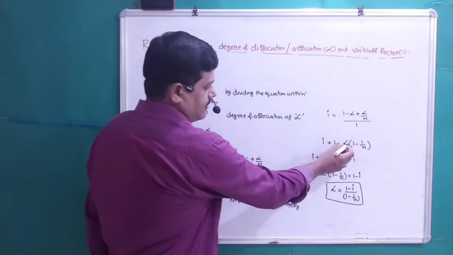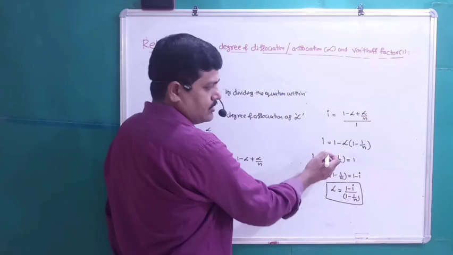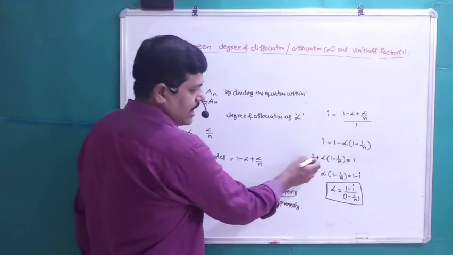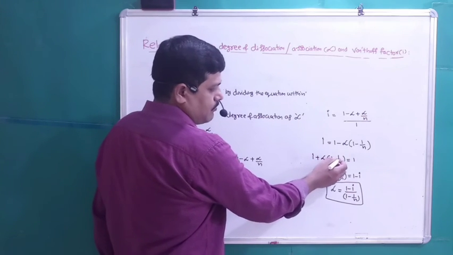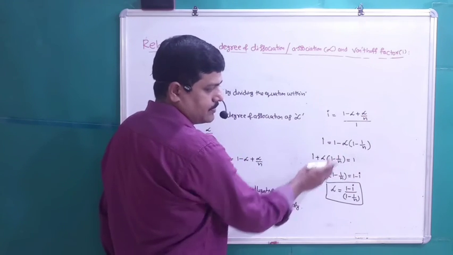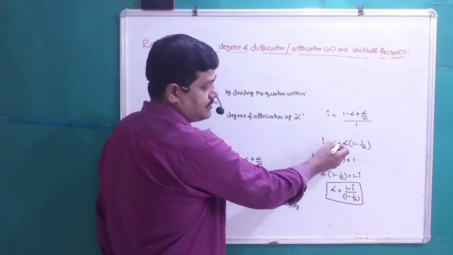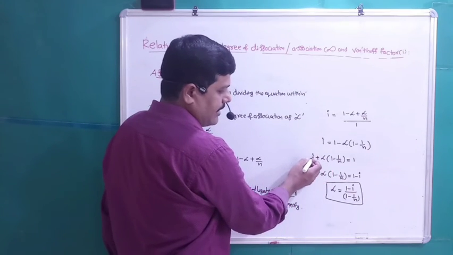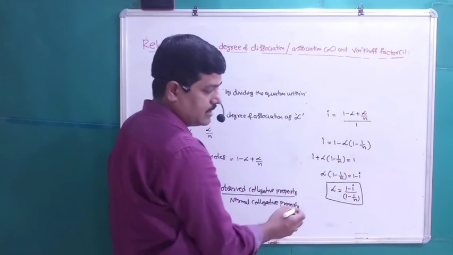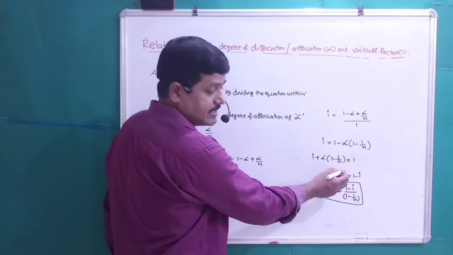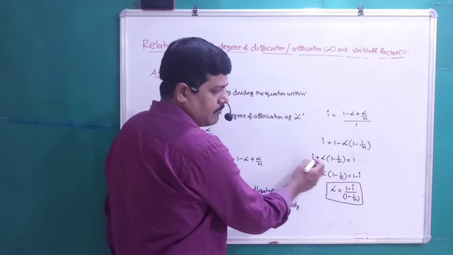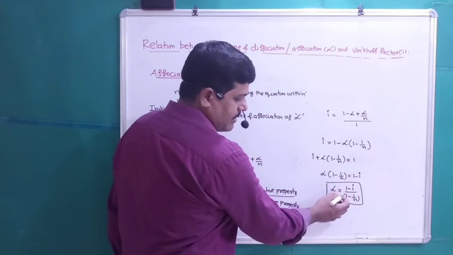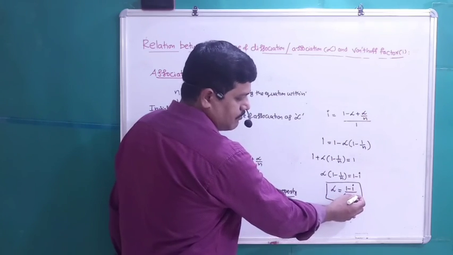Okay, the next step, we want the alpha value. So we transfer this total term to the other side of the equation. So i plus alpha into 1 minus 1 by n is equal to 1. Here it has a minus sign; when we transfer it to the other side, we get a positive sign. So i also is transferred to the other side. So alpha into 1 minus 1 by n is equal to 1 minus i. So finally alpha is equal to 1 minus i by 1 minus 1 by n.